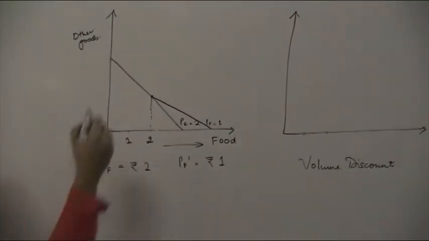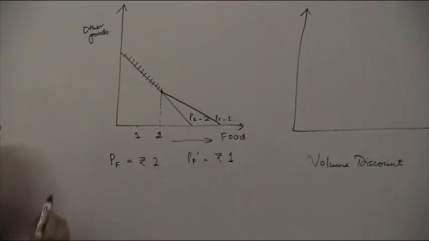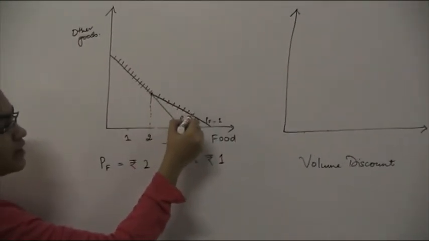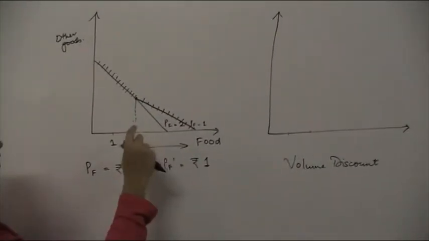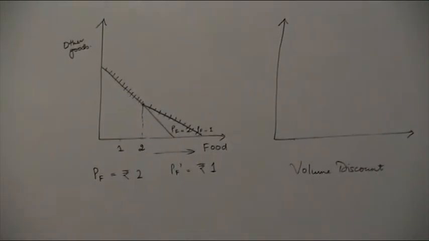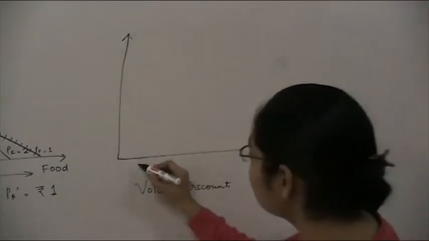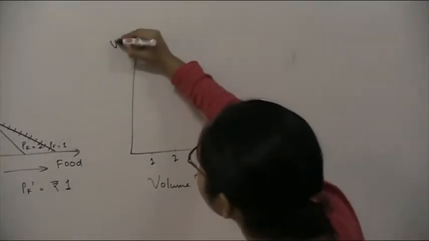So the final budget constraint which is effective is the original one till 2 units and the pivoted outwards one after 2 units. So this is the budget constraint which operates. Now let's look at another type of deal. Now we again have food here and other goods here.